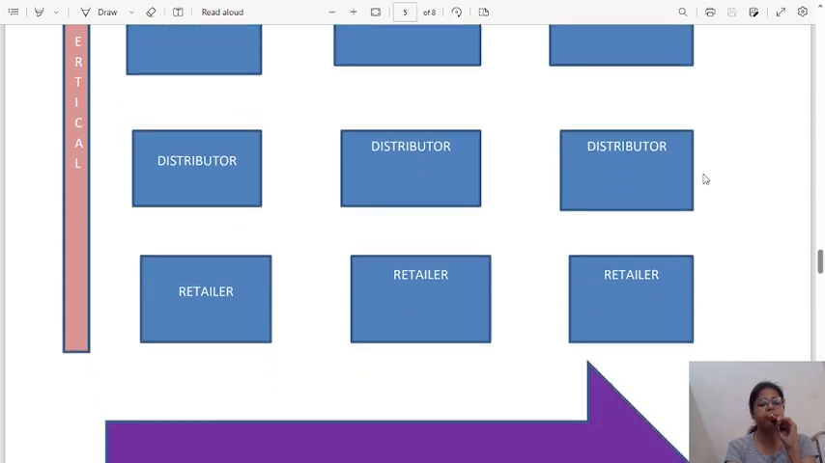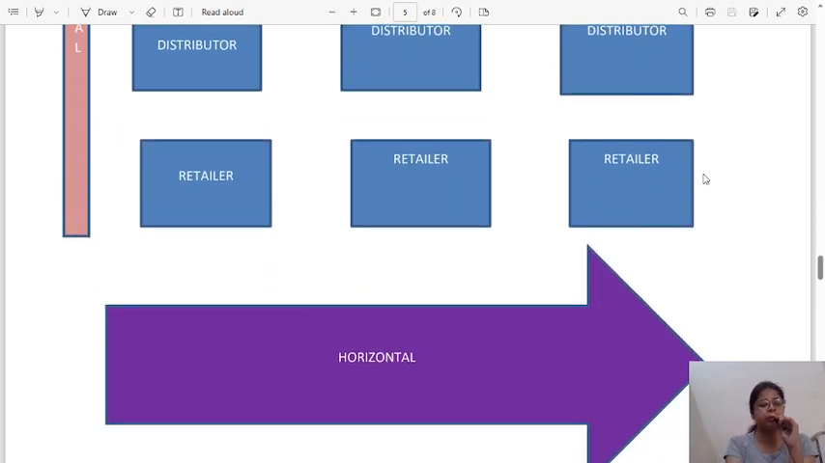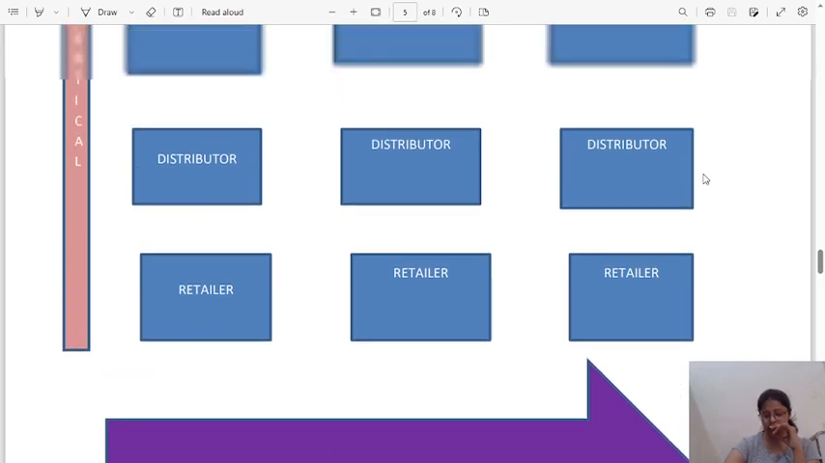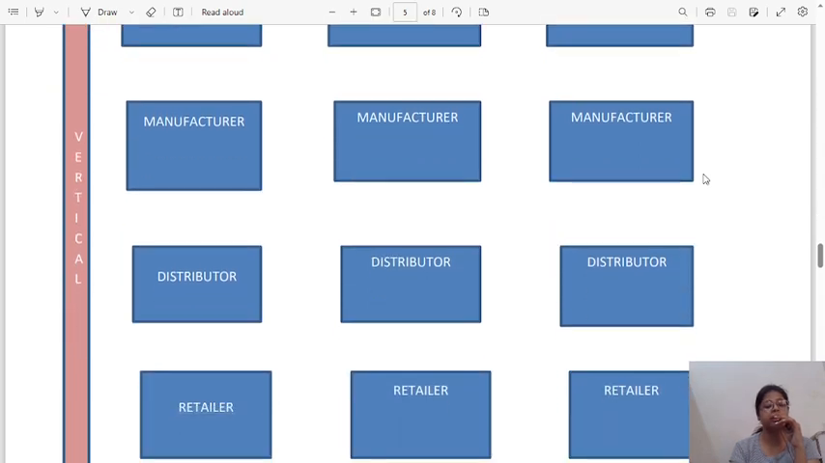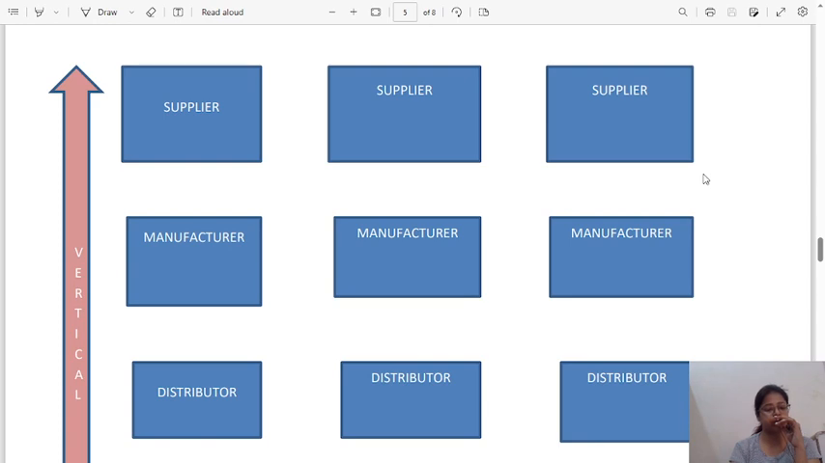So what would lead to a horizontal agreement? A horizontal agreement would be an agreement between two enterprises which are at the same level in the same market, at the same stage of the production chain in the same market. So in this chart, if there is an agreement between a retailer and a retailer, it would be termed a horizontal agreement. While a vertical agreement is made at different levels of the manufacturing and distribution process. Say, for example, an agreement between a supplier and a manufacturer, or between a manufacturer and a distributor, or between a distributor and a retailer. Such agreements would be termed vertical agreements.